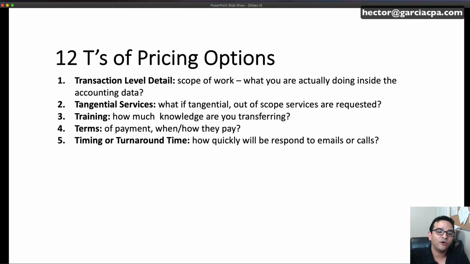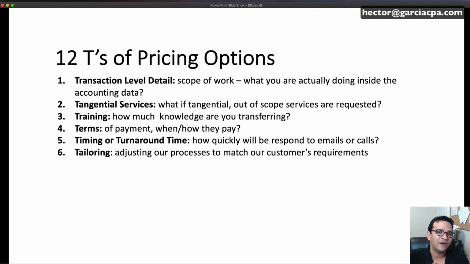Then we have the timing or turnaround time, which is how quickly will we start the work? How quickly will we finish the work? How quickly will we respond to emails? How quickly will we respond to phone calls? Then we have tailoring. Do we have to adjust our processes to match customers' requirements? In many ways, this has to do with procedures, maybe the time of the day that we're going to work, or how many hoops we have to jump through to get a piece of information because the customer doesn't want to use our portal or something like that.